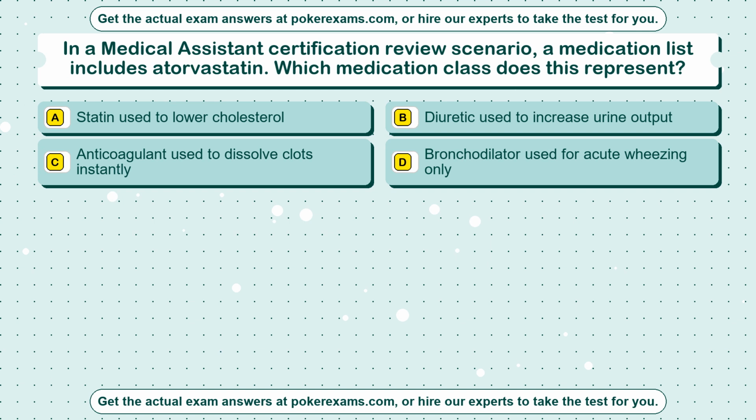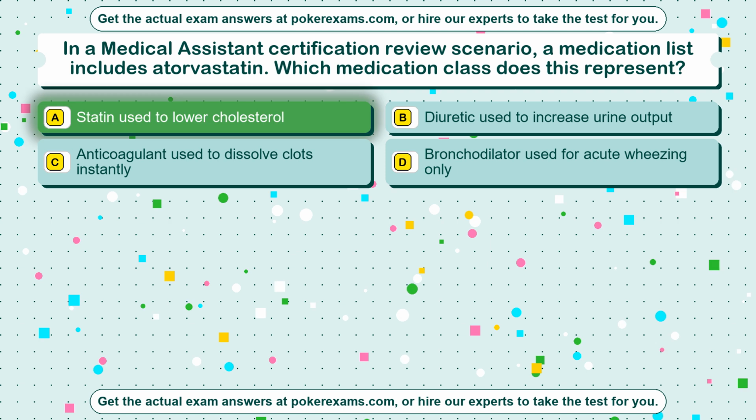Question 46. In a medical assistant certification review scenario, a medication list includes atorvastatin. Which medication class does this represent? Option A, statin used to lower cholesterol. Option B, diuretic used to increase urine output. Option C, anticoagulant used to dissolve clots instantly. Option D, a bronchodilator used for acute wheezing only.